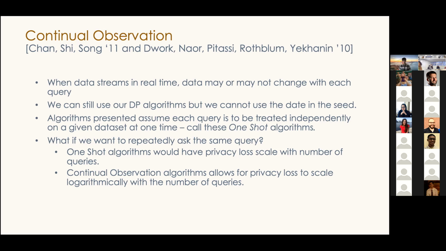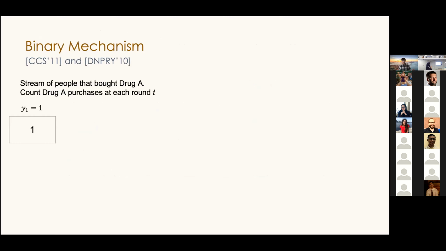In the continual observation setting, if we are going to be asking the same query repeatedly, we know that we can actually have privacy loss that scales logarithmically or polylogarithmically with the number of queries that are asked. So let me talk about this great primitive, the binary mechanism, in this model.